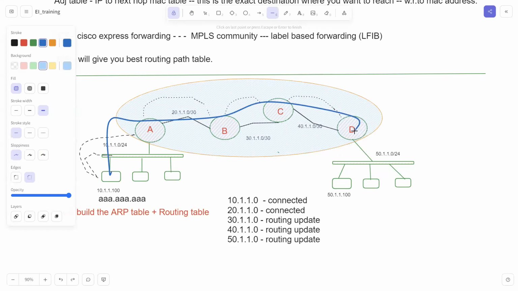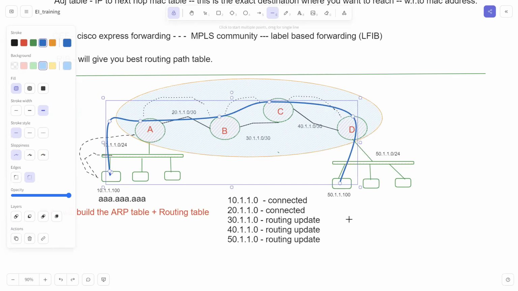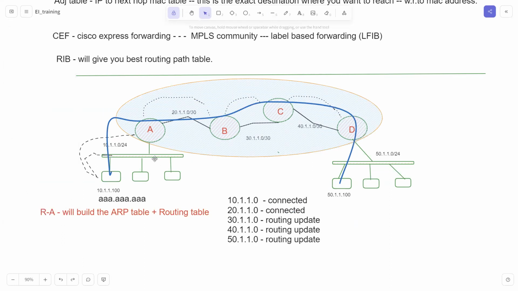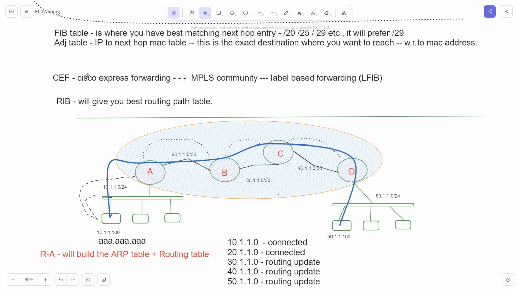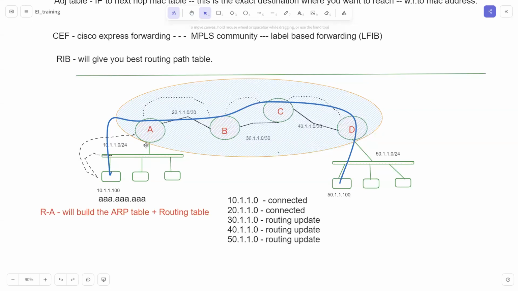Then D also knows, with reverse ARP, what the IP is and what the MAC is. I have to deliver the packet, so the packet will get delivered here. This will be the flow. So the point here is, you asked me what the FIB table, RIP table and all those things are, and where everything comes into the picture.